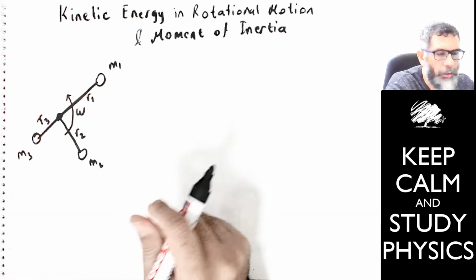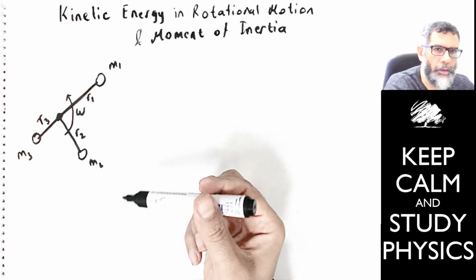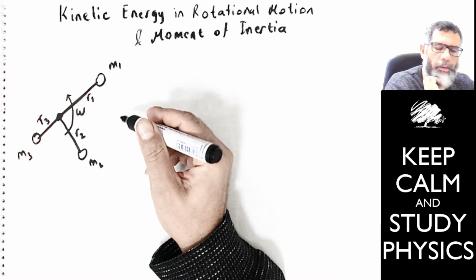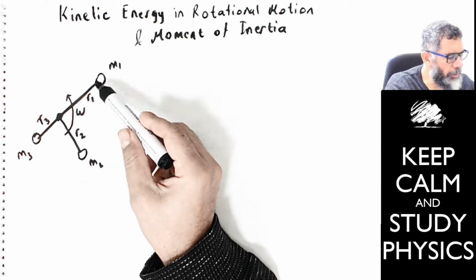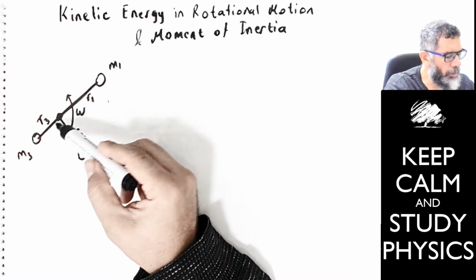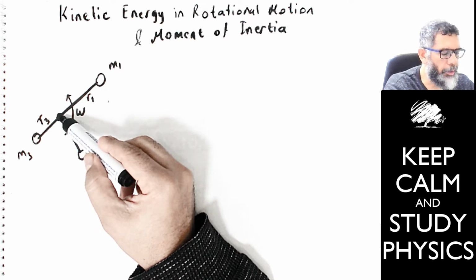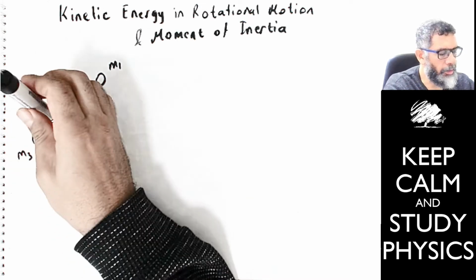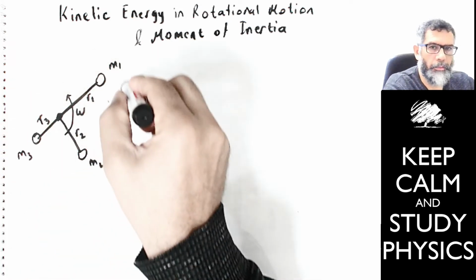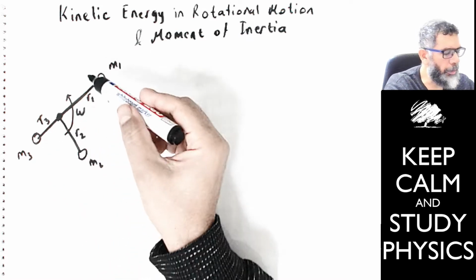So in this video, I will talk about the kinetic energy in rotational motion and the moment of inertia. Suppose you have this system of three particles in rotational motion, and they are rotating around this axis of rotation. This is the point that the axis is coming out, and all these three masses are rotating around this axis with a common angular speed.